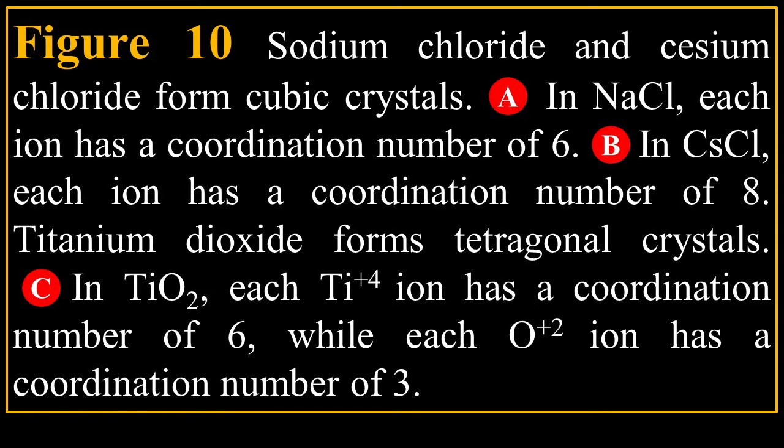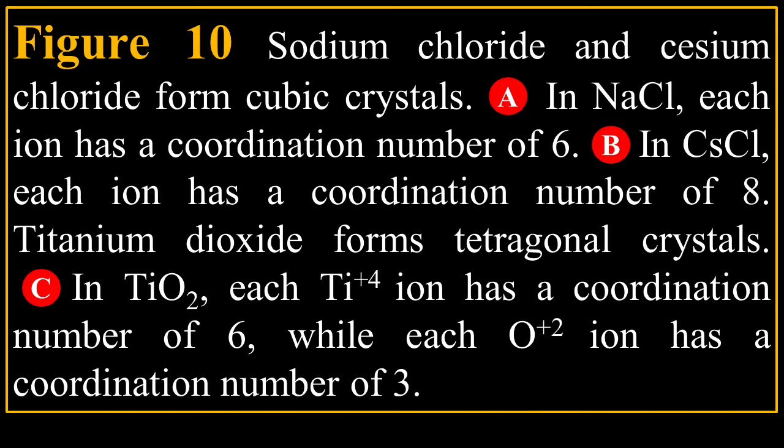Figure 10, sodium chloride and cesium chloride form cubic crystals. A. In sodium chloride, each ion has a coordination number of 6. In B, cesium chloride, each ion has a coordination number of 8. Titanium dioxide forms tetragonal crystals. In titanium oxide, TiO2, each titanium ion has a coordination number of 6, while each oxygen 2- ion has a coordination number of 3.